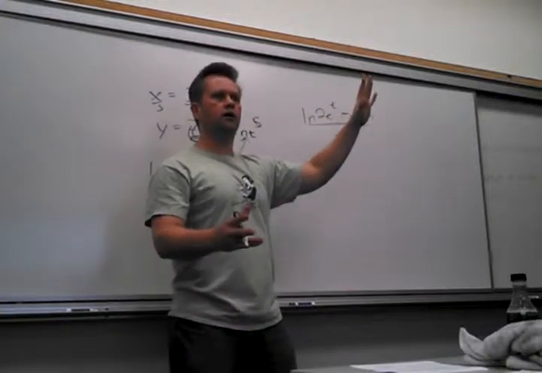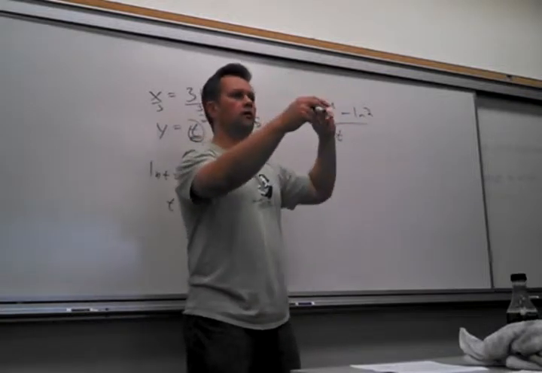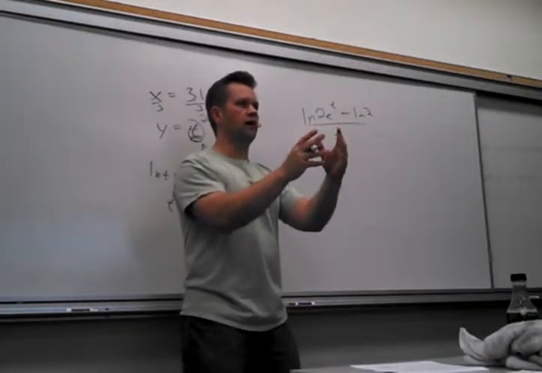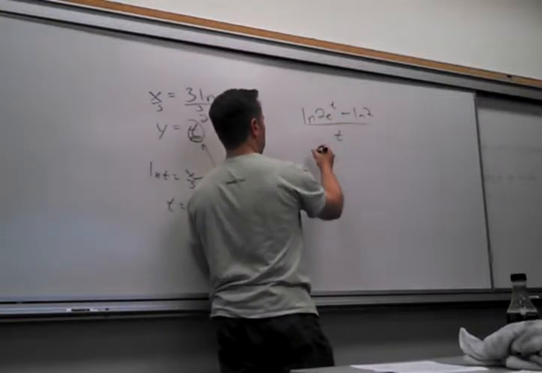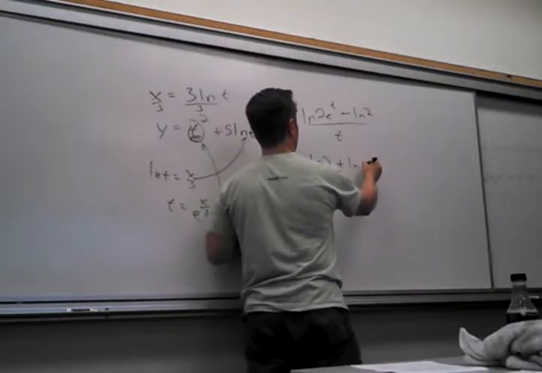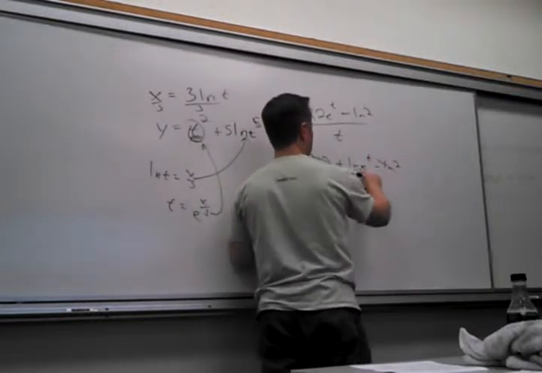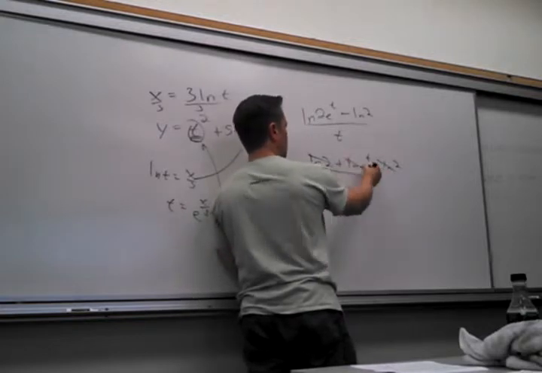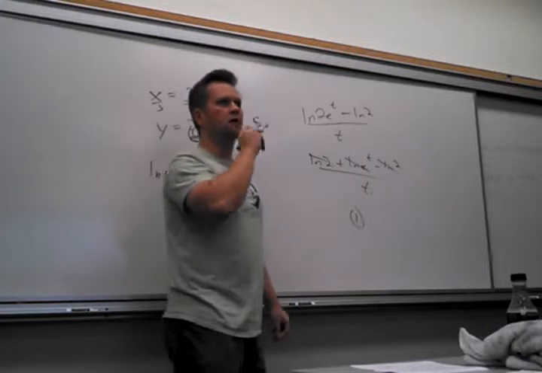What does a log do to a product? You can add them. Logs are powers. When I multiply things, I add the powers. So the log of a product becomes the sum of the logs. These go away. What's this? And t divided by t? 1.